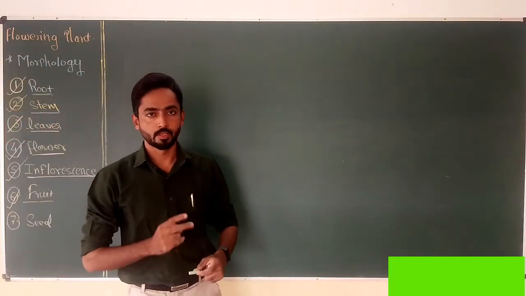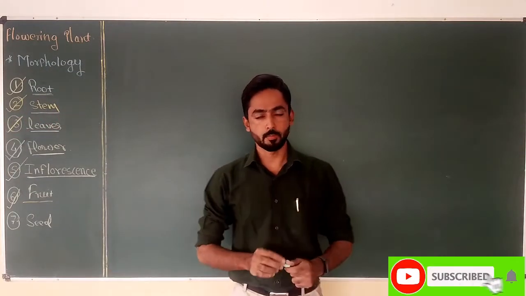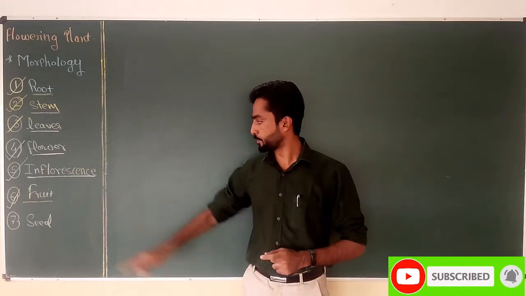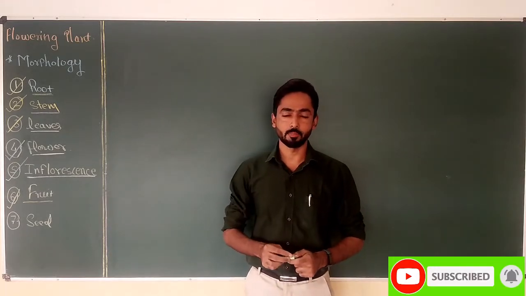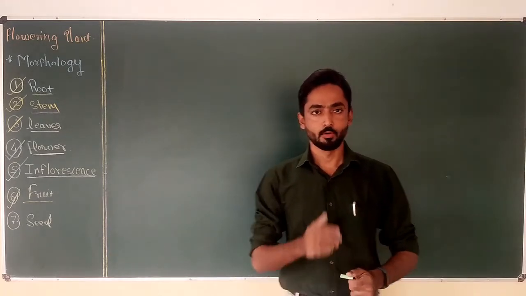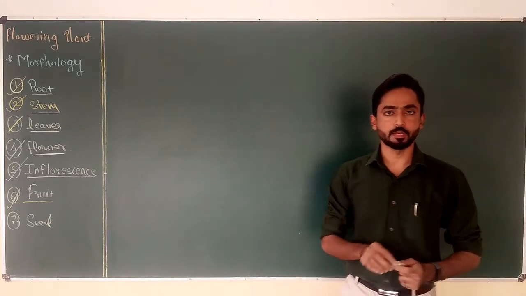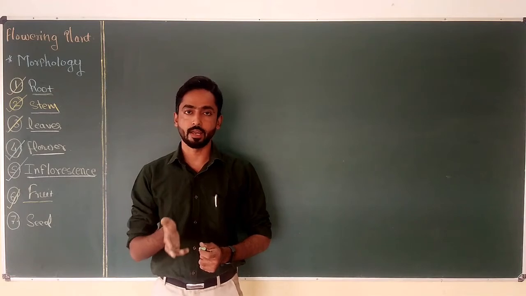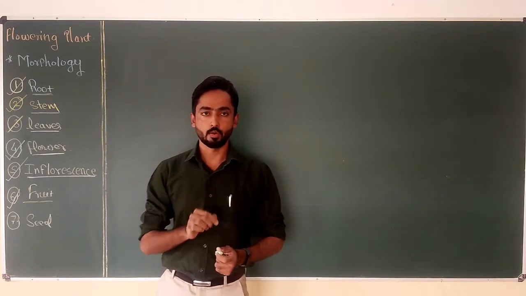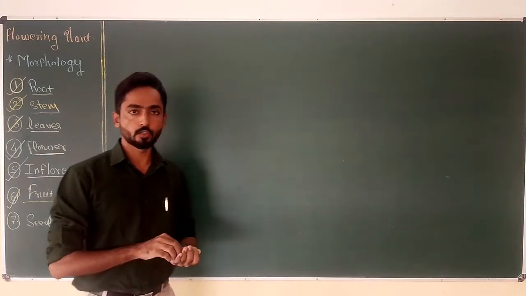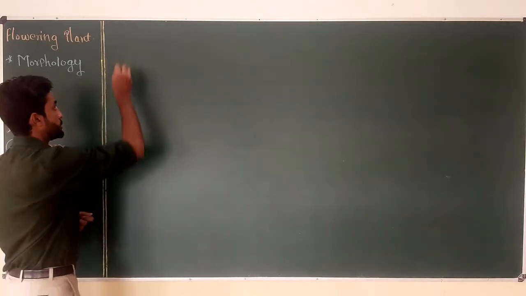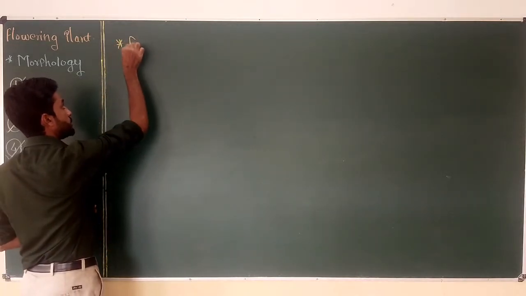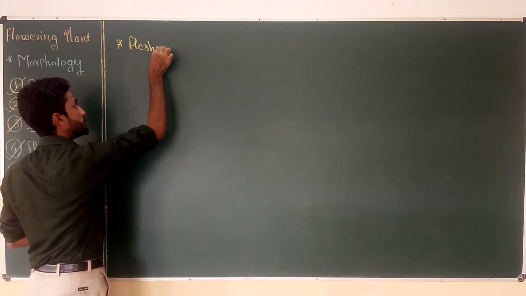Hello everyone. From the last two videos, I am talking about the different types of fruit present in the angiospermic plant or flowering plant. We have already discussed two subtypes of the simple dry fruit, that is dehiscent fruit and indehiscent fruit. Now in this video, we are going to focus on the next type of fruit, that is fleshy fruit.